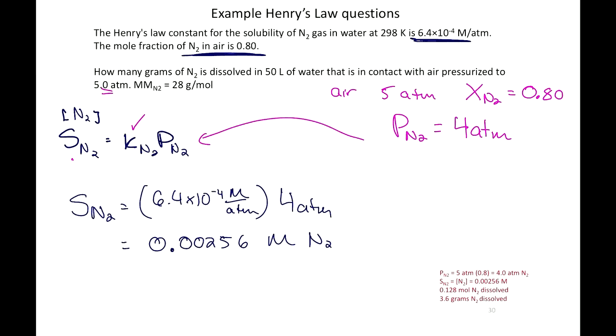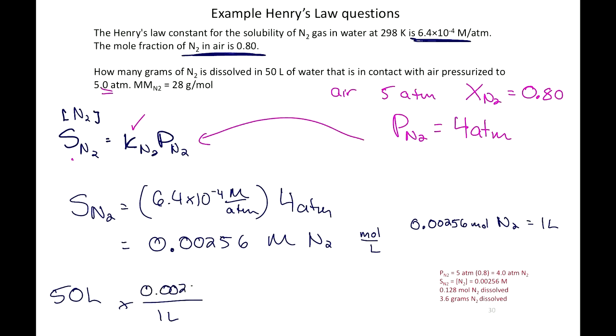So molarity has what unit? Moles per liter. So this answer means that there is 0.00256 moles of nitrogen in 1 liter of solution. Do we have 1 liter of solution? Nope, we have 50. So 50 liters times, now let's use molarity. The 1 liter is going to go on the bottom, and then we put 0.00256 moles of nitrogen up top.